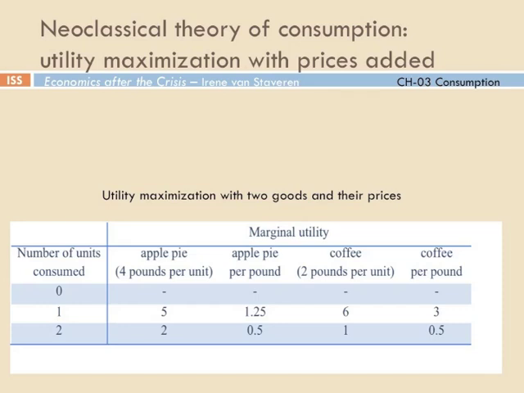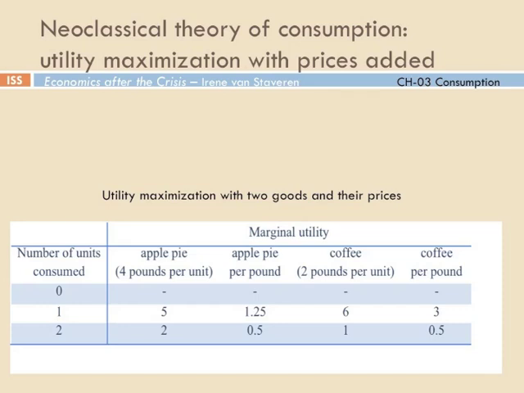The next table adds prices, and prices now are different. Apple pie costs 4 pounds, a cup of coffee costs 2 pounds. So we first have to calculate the number of utils per pound. A piece of apple pie costs 4 pounds, gives you 5 utils, so that is 1.25 utils per pound. For coffee, the utility is 6. The cost is 2 pounds, which is then 3 utils per pound.